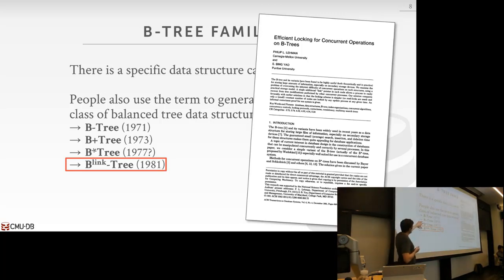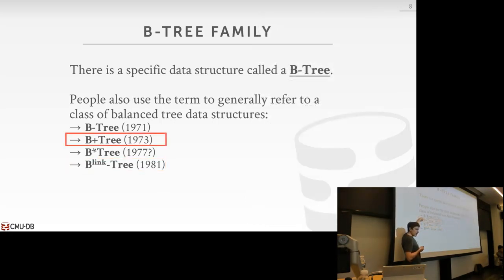The reason I showed these other trees is because we're going to focus on the B+ tree, but in a modern system, we're not going to use it exactly the way it was described in the 1970s.